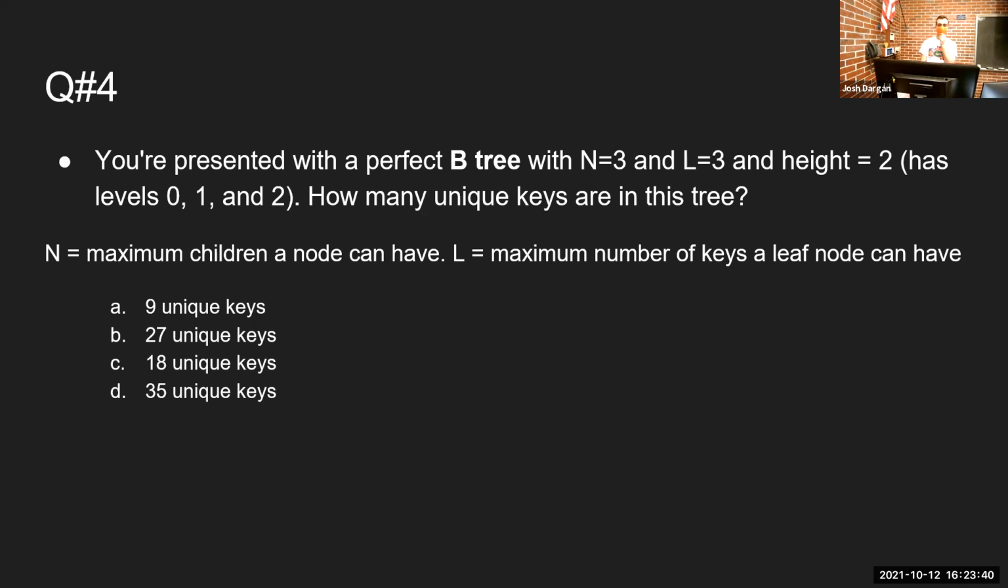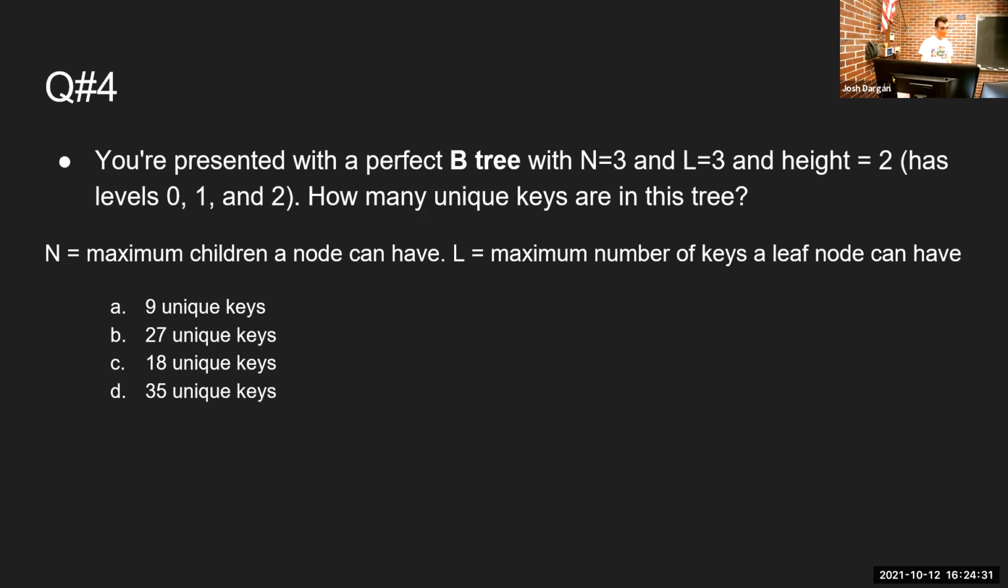So you're presented with a perfect B tree with n equal to 3 and L equal to 3 and a height of 2, where it has level 0, where the root is, level 1, and then level 2. And how many unique keys are in this tree? You might recognize this question from previous poll questions. But this time, I've improved it a little bit by adding a formula that you can use to solve this without drawing it out manually. And you can sort of derive that formula by looking at the examples.